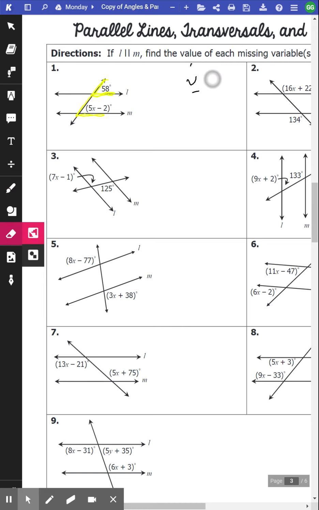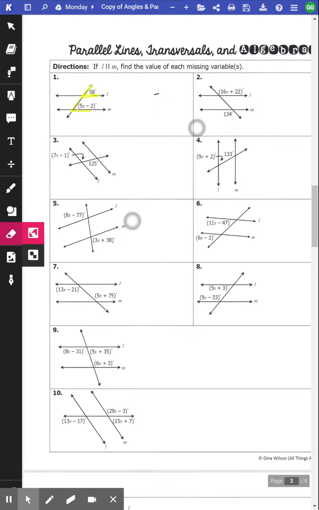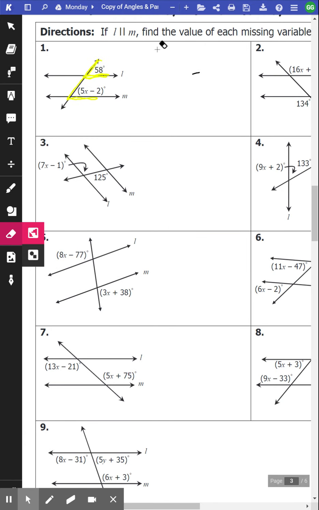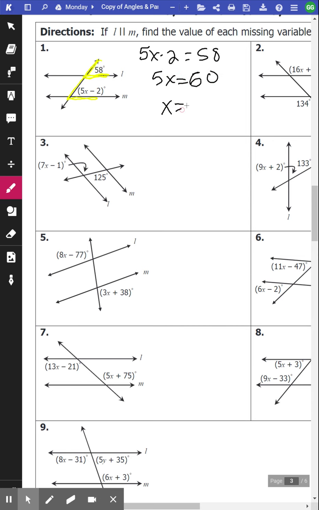So how do I solve for x? In this case, they're just telling you to find the missing variable. So 5x minus 2 equals 58. 5x is equal to 60. X is 15. X is not 15. It's 12.